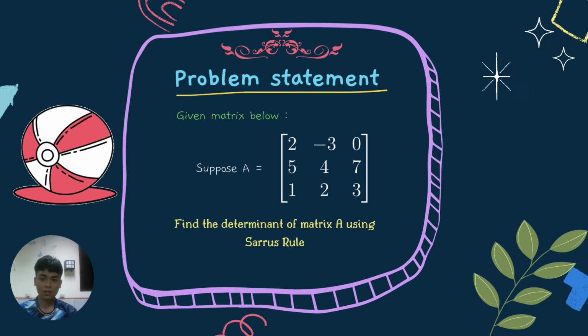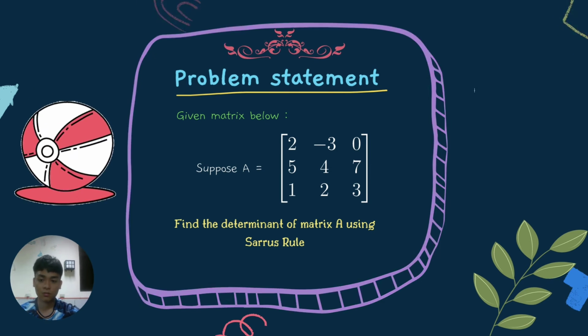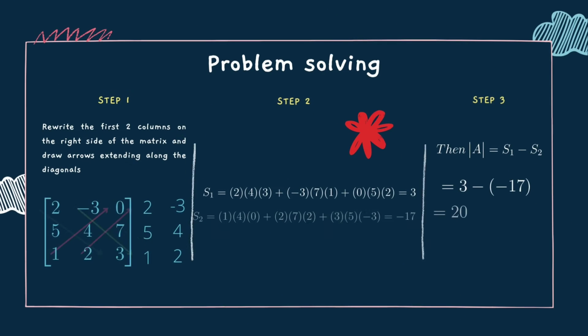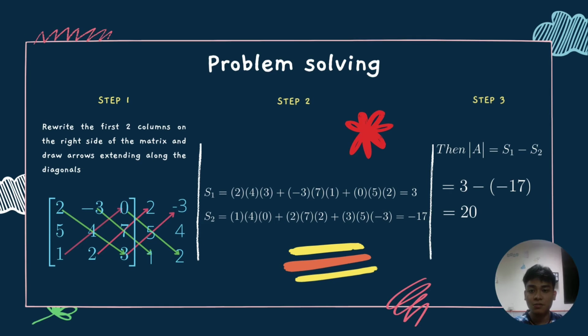For the problem statement, given the matrix below, suppose A equals the 3x3 matrix 2, -3, 0, 5, 4, 7, 1, 2, 3. We need to find the determinant of matrix A using Sarrus' rule. How to solve this? For step 1, we need to rewrite the first two columns on the right side of the matrix and draw arrows extending along the diagonals. S1 is represented by the green arrow, S2 by the red arrow.